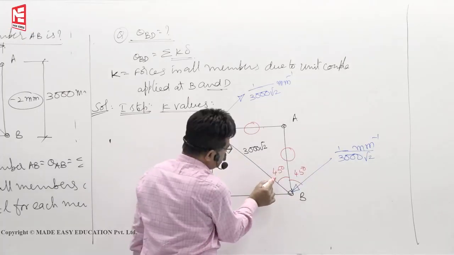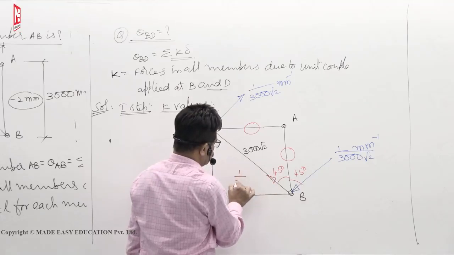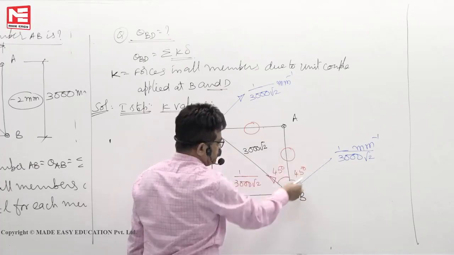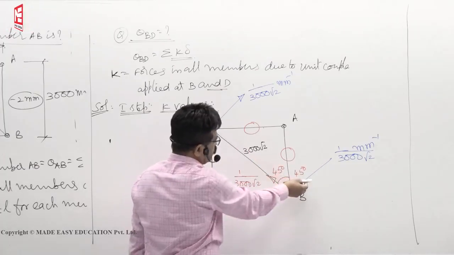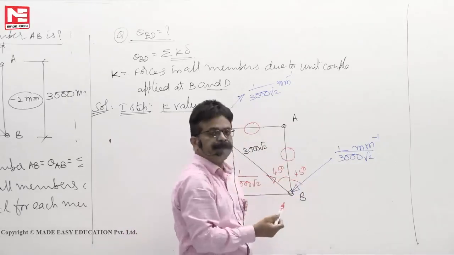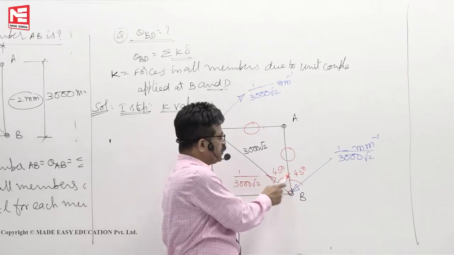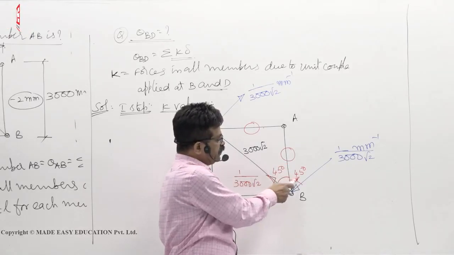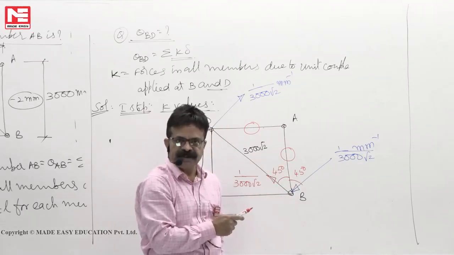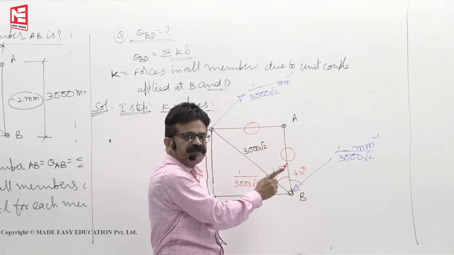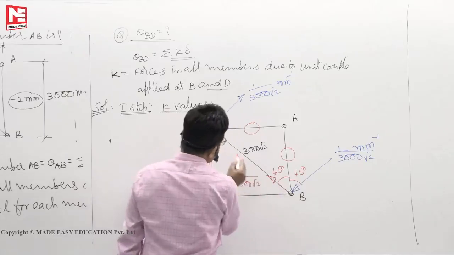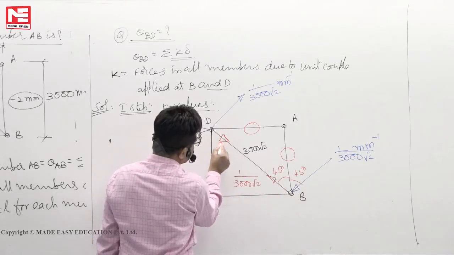This is going down, it should go up. How much? 1 by 3000 root 2. Now see, 1 by 3000 root 2 this way, 1 by 3000 root 2 up. Its vertical component is going down, this vertical component is going up. So they balance each other. That means at a joint, if two members are there and the slopes are the same, forces must be the same. Otherwise, sigma y equals 0 will not happen. For that to happen, these two forces must be equal. Okay, arrow mark away from the joint.